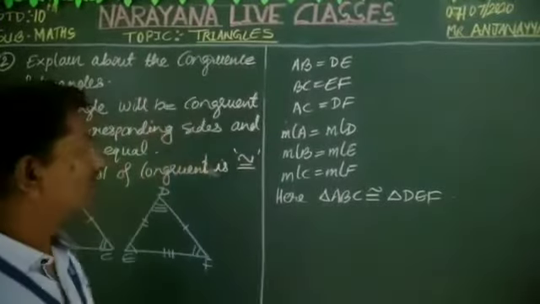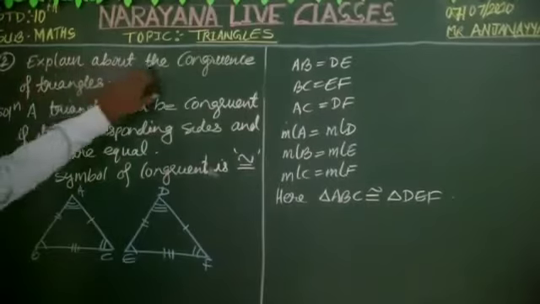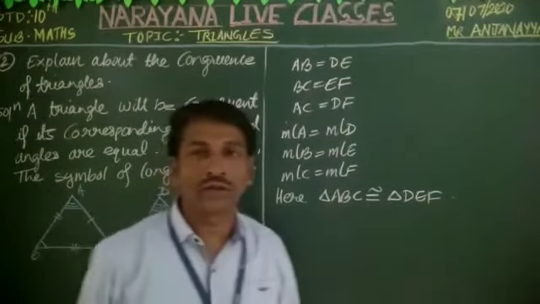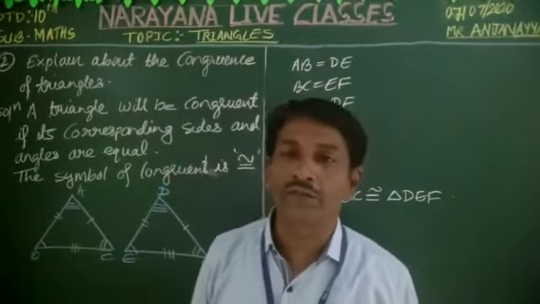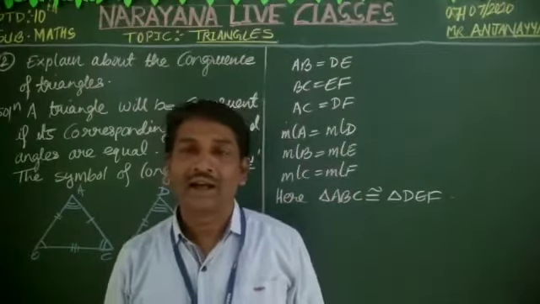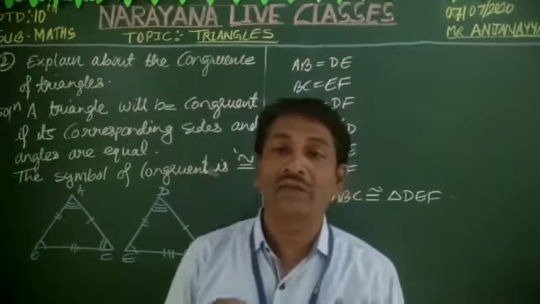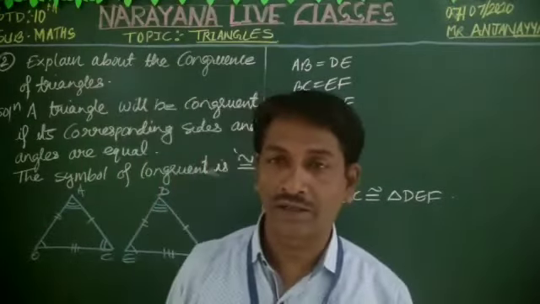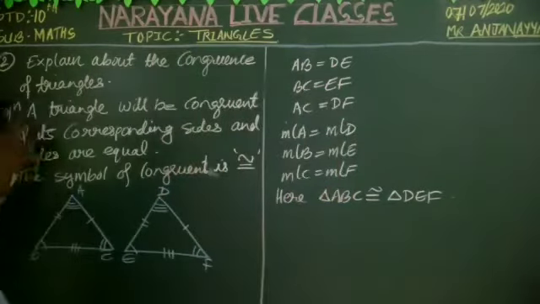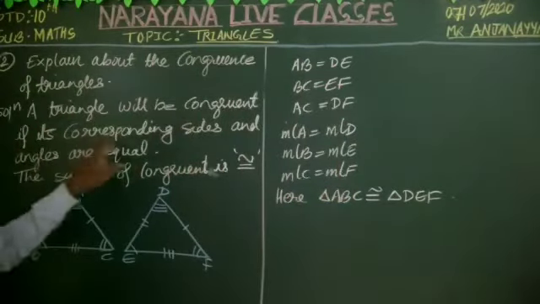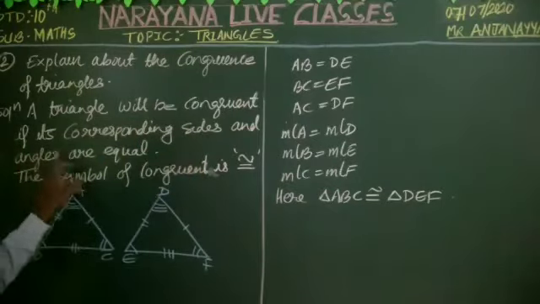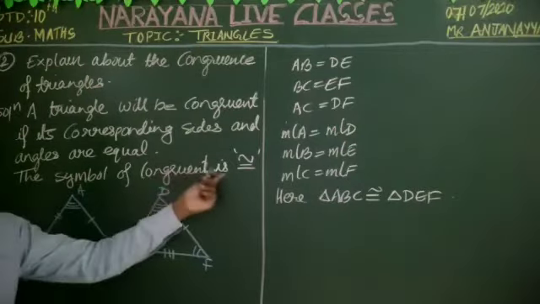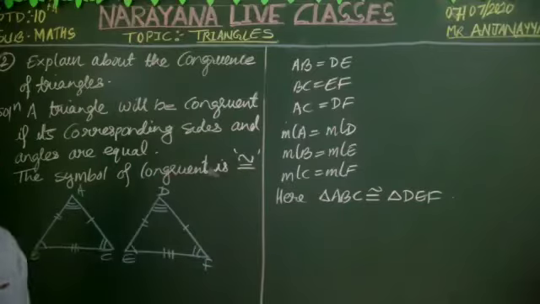Now coming to the second question, they had given: explain about the congruence of triangles. So what about congruence? A triangle is congruent to another if its three sides and three angles are equal to the corresponding three sides and three angles of the other triangle. So a triangle will be congruent if its corresponding sides and corresponding angles are equal. This is the symbol of congruence.